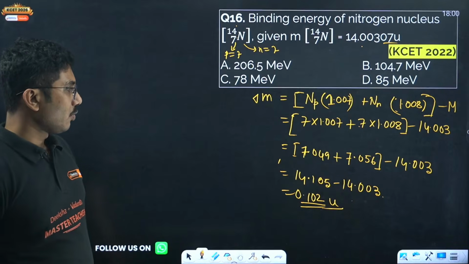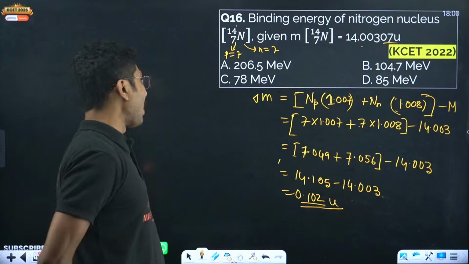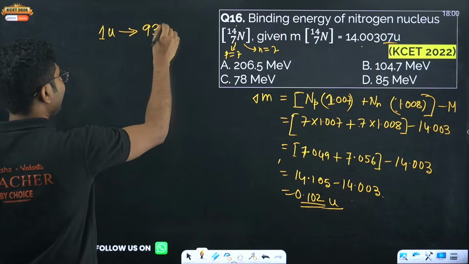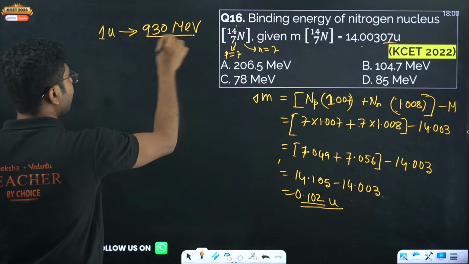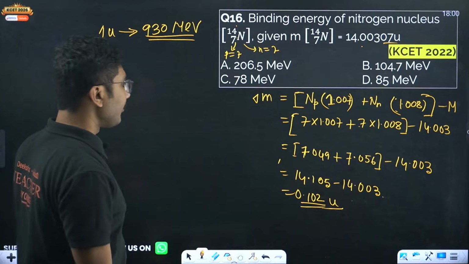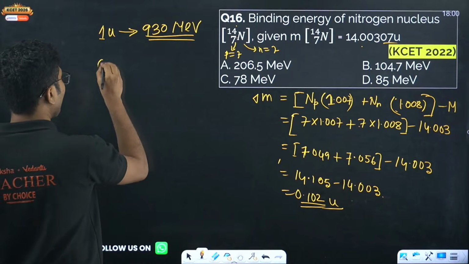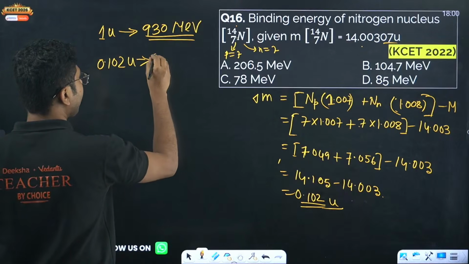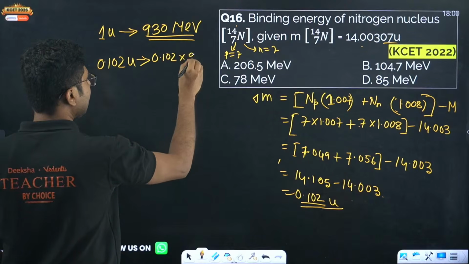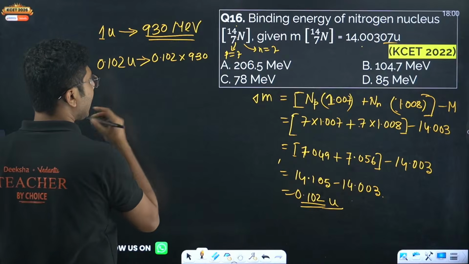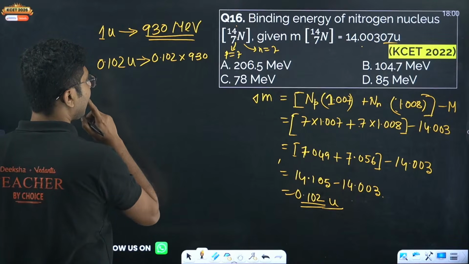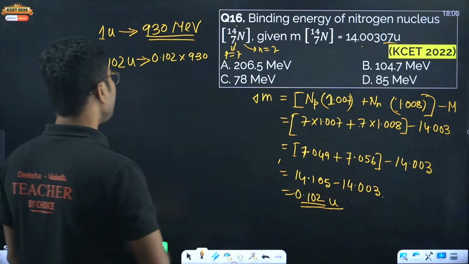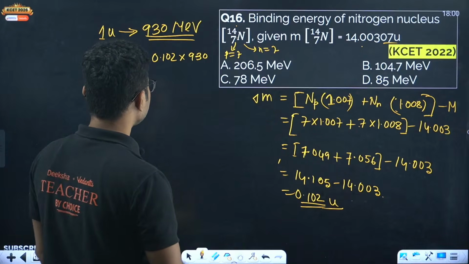Mass defect is 0.102 U. Now, 1 U approximately equals 930 MeV. This conversion you need to remember. These are the conversion factors you need to remember. Now let's multiply. 0.102 U equals how much MeV? It will be 0.102 times 930. If I take approximately 1000, it means 102.